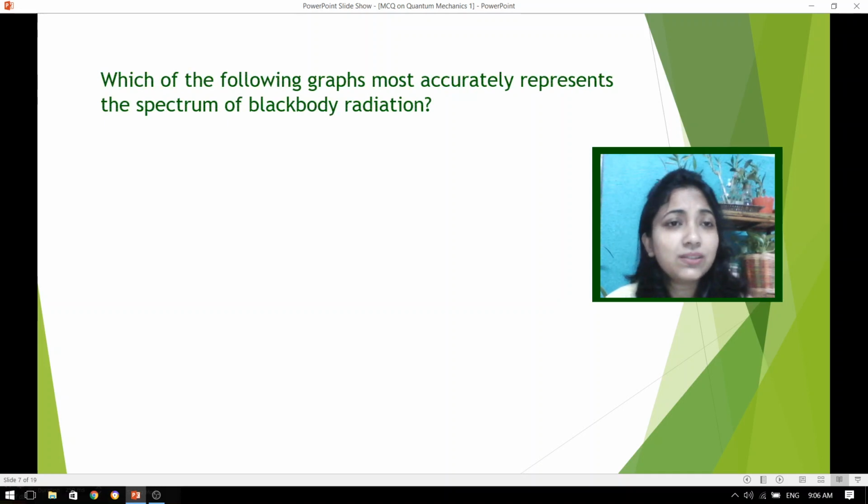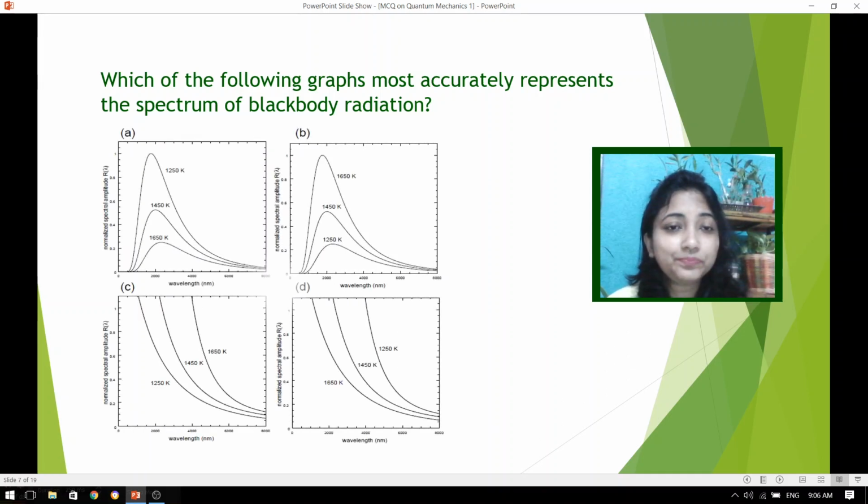What is the next question? Which of the following graphs most accurately represents the spectrum of black body radiation? Let us see what are the options given to us. Carefully look into all these graphs.